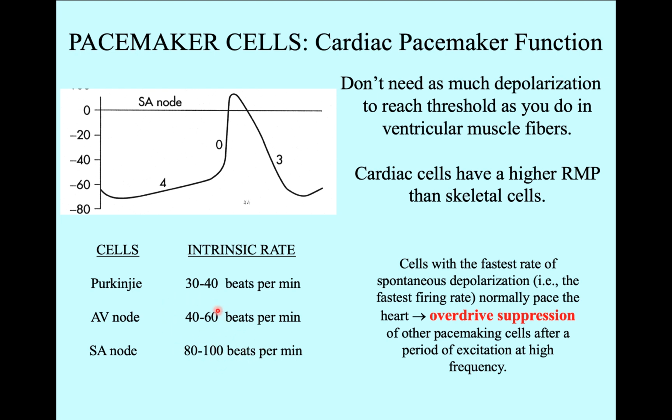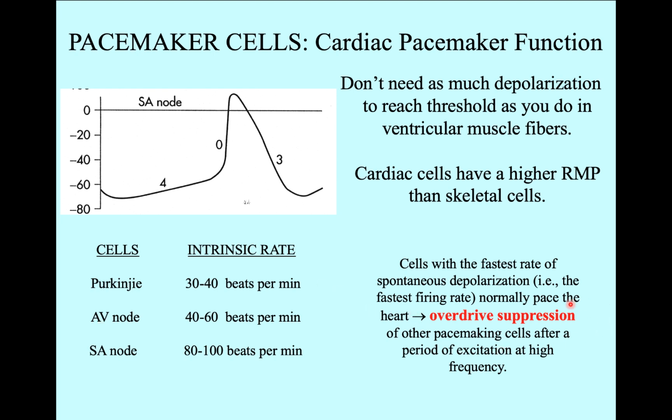AV is 40 to 60 beats per minute, and Purkinje fibers are 30 to 40 beats per minute, which means that if the SA node poops out and stops functioning, you're not just going to drop dead. Your AV node will take over. Yes, your heart rate will decrease overall, but it will still beat. This idea that one set of pacemaker cells takes over for another is called override suppression.